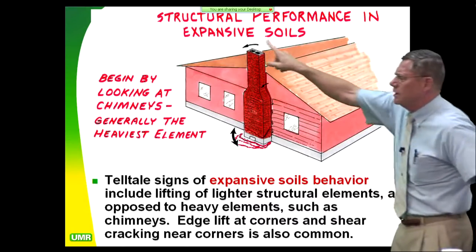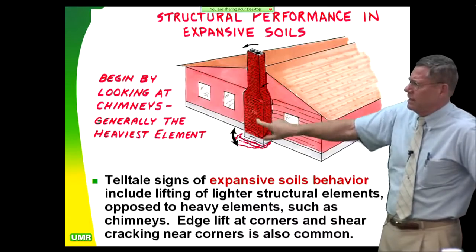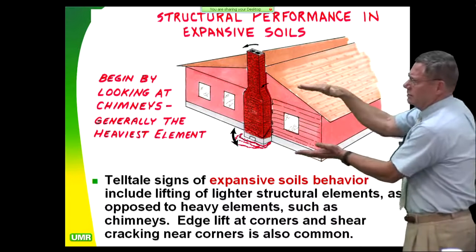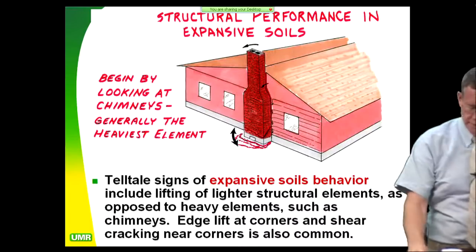brick. Brick doesn't settle a whole lot, by the way. It doesn't shrink. The brick does not shrink. So if you have steel elements or brick elements or masonry elements, they're not going to shrink, but the timber framing is going to shrink. So you will get tearing between the two.